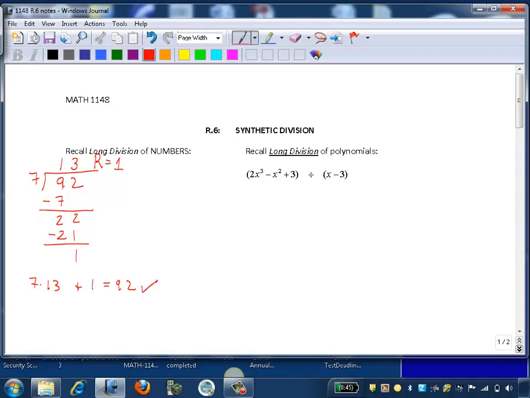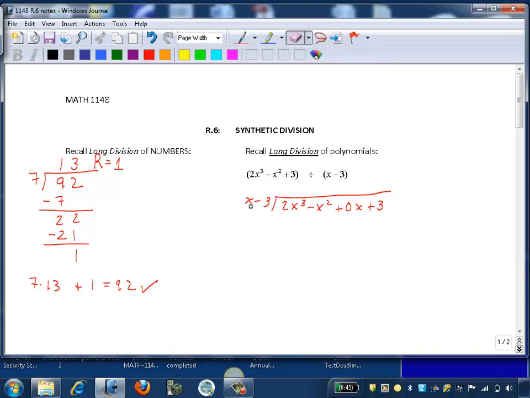Okay, so now let's recall long division of polynomials. If you remember, it's a very similar process, but we're using the polynomials instead of just the numbers. So remember, we're going to put our divisor, the thing we're dividing by, the x minus 3, in the left corner, just like we did with the 7 with the numbers. And then we're going to put our dividend, the 2x cubed minus x squared plus 3, underneath. Now, if you notice, we go from a power of 3 to a power of 2, and we skip x to the first power. So I'm going to put in a placeholder, a 0x. That'll help keep the terms lined up and make our division easier to do.